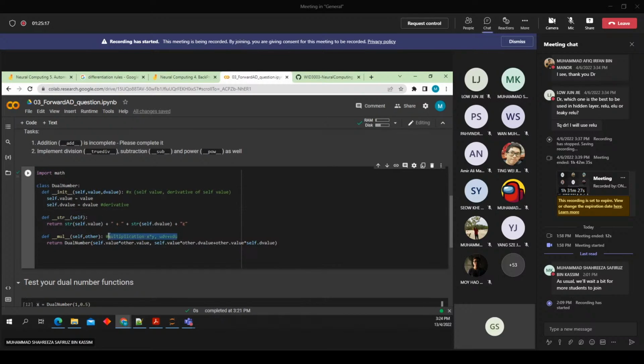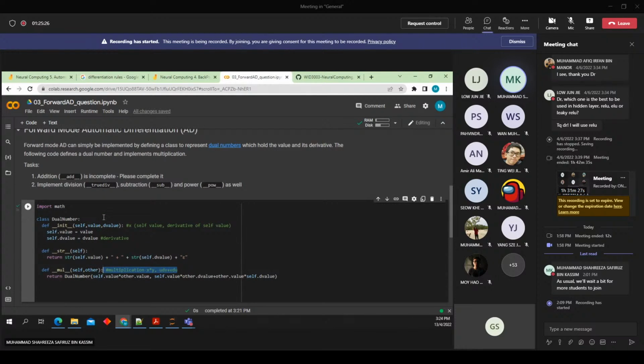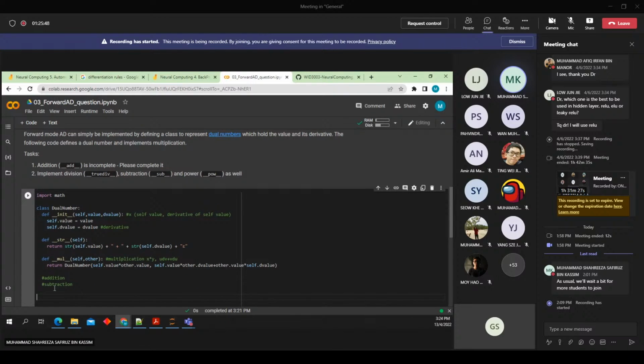Now that we've formalized the rules for multiplication, we can do the same for the rest of the operations. For the divisions, we have to use the true divisions, not the floor divisions, and the subtraction. You can do it for addition and subtraction, and maybe division is kind of tricky, and also power.